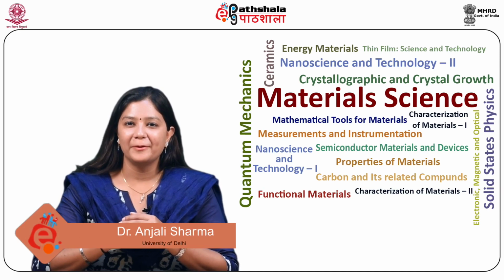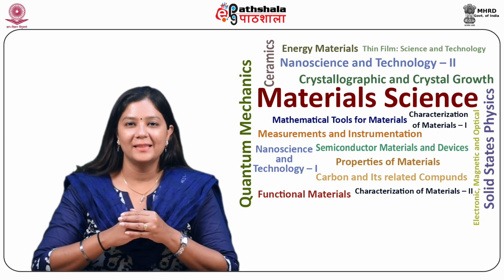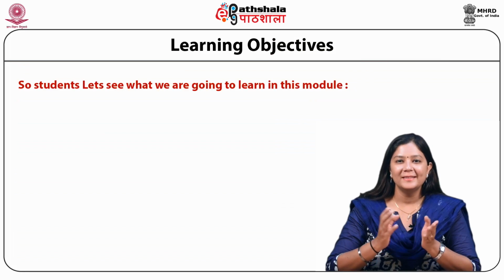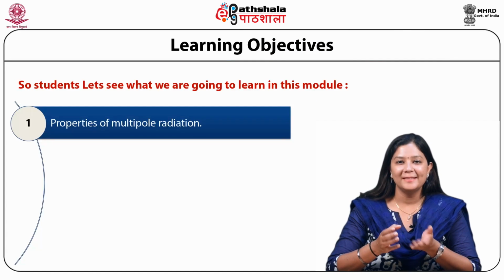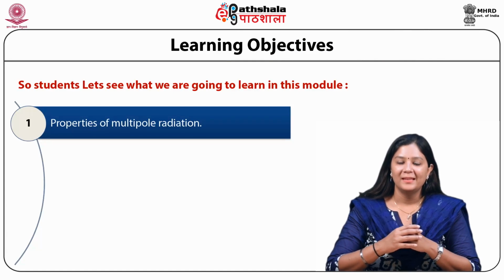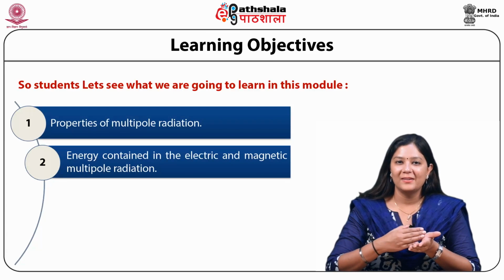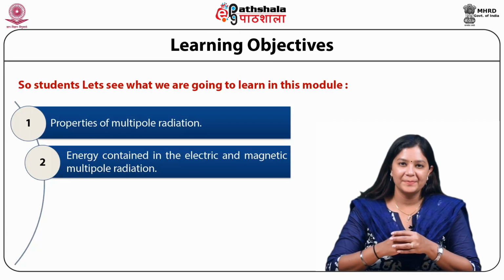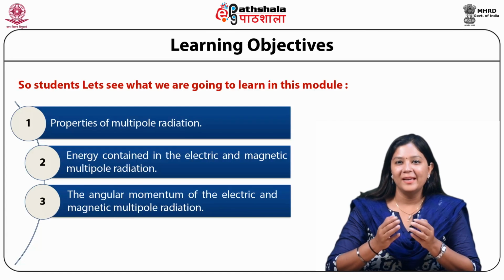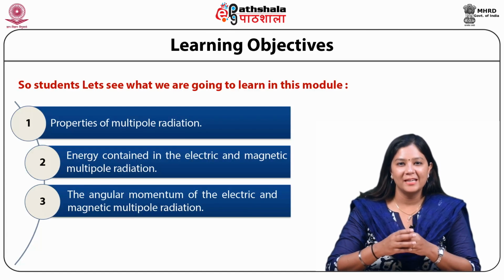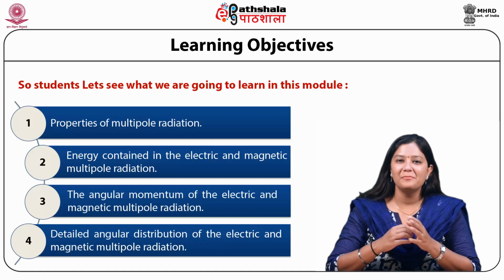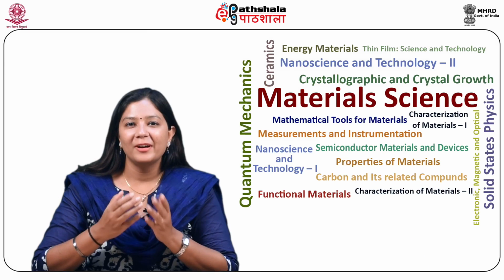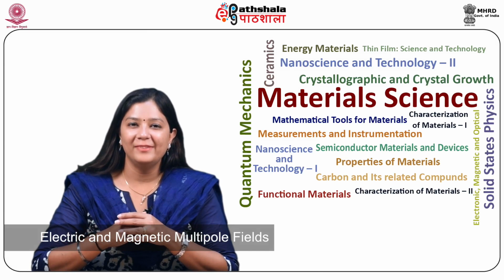Today we are going to talk on module Multipole Fields Part 2 under the paper Electromagnetic Theory. So students, let us see what we are going to learn in this module. First, we'll see the properties of multipole radiations. Then, energy contained in electric and magnetic multipole radiations. The angular momentum of the electric and magnetic multipole radiations, and lastly the detailed angular distribution of the electric and magnetic multipole radiations.